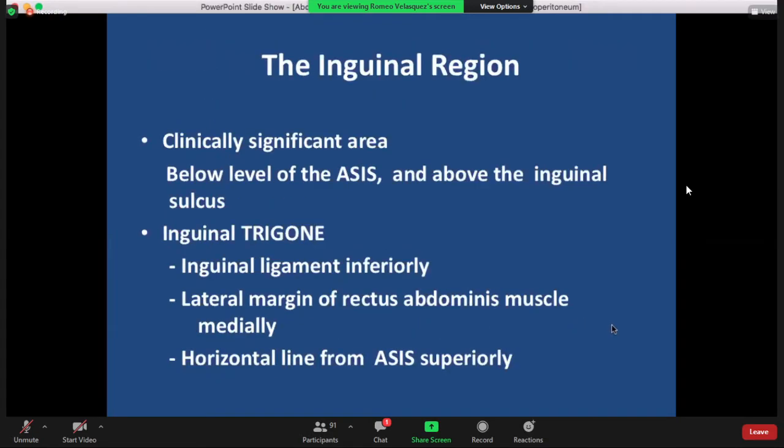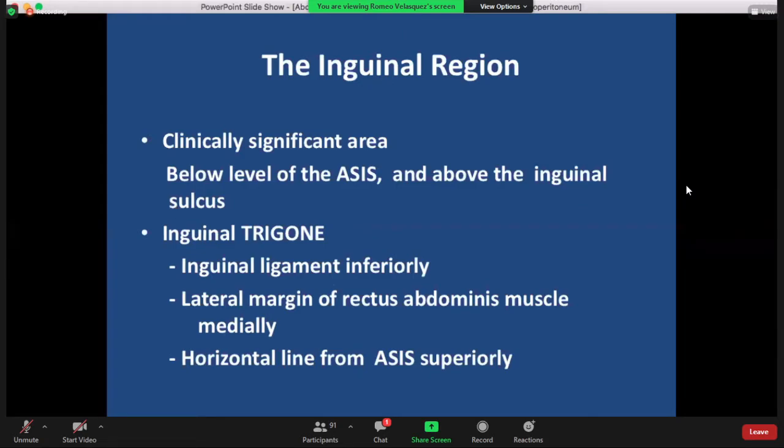So let's go now to the inguinal region. It's a clinically significant area below the level of the anterior superior iliac spine, above the inguinal sulcus. The inguinal sulcus is simply the depression of the skin. So that is also an important anatomic landmark that will signify that you are already in the region of the inguinal ligament.